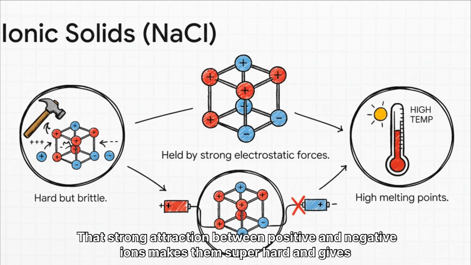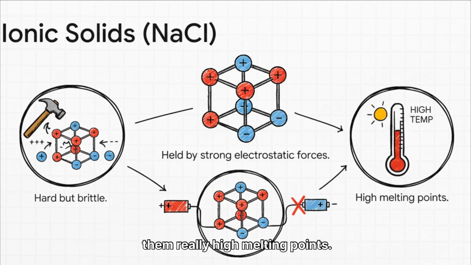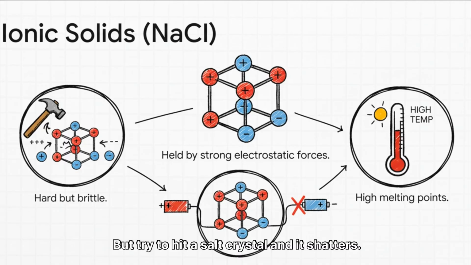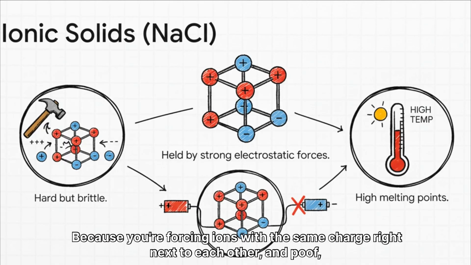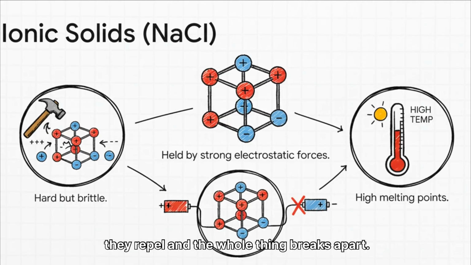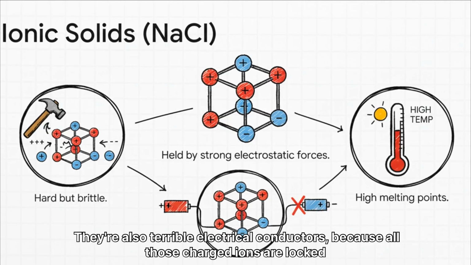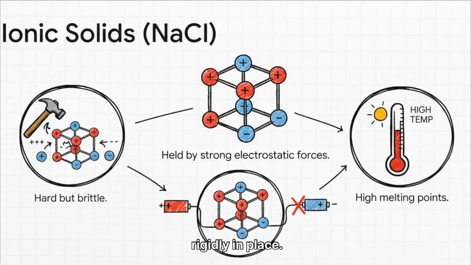All right, let's look at ionic solids, like good old table salt. That strong attraction between positive and negative ions makes them super hard and gives them really high melting points. But try to hit a salt crystal and it shatters. Why? Because you're forcing ions with the same charge right next to each other, and poof, they repel and the whole thing breaks apart. They're also terrible electrical conductors because all those charged ions are locked rigidly in place.